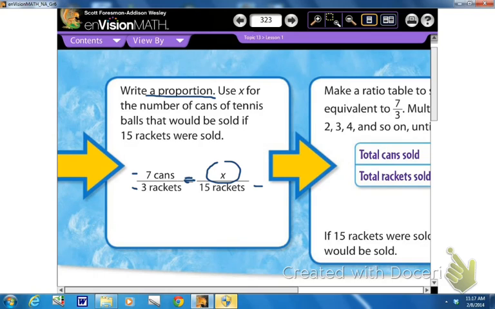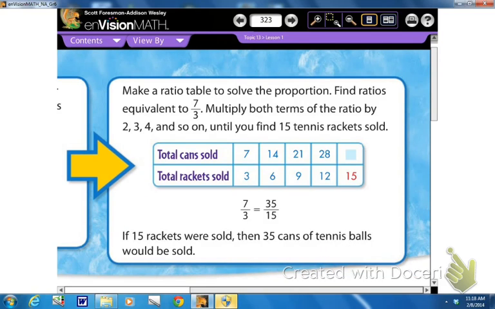All right, so one of the ways we can do this is to make a ratio table, which they are doing over here at the right. So let's look at that. What you can do is make a ratio table to solve this proportion. So we're going to find ratios equivalent to 7 to 3. So basically, you're doing what you've done before. You're going to multiply both terms of the ratio by 2, 3, 4, and so on until you find your 15 tennis rackets. So here's our setup, somewhat like our input-output table.